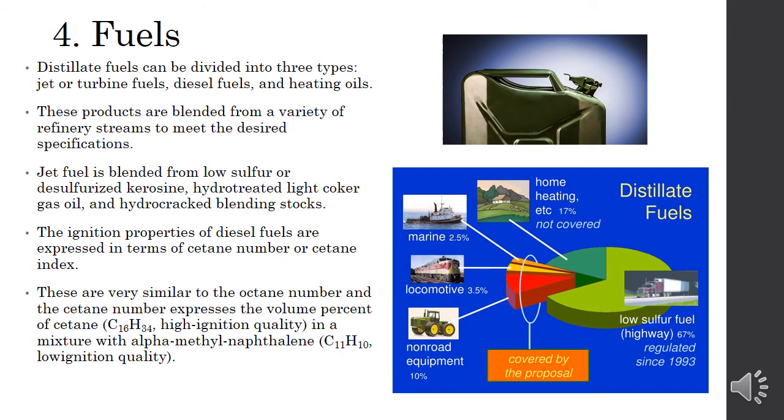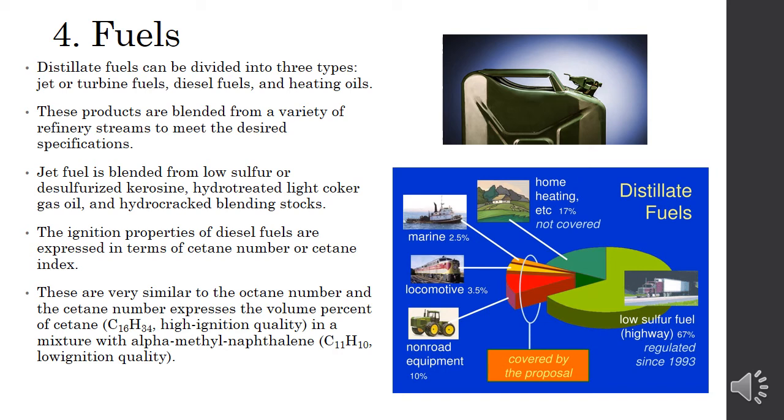Distillate fuels can be divided into 3 types: jet or turbine fuels, diesel fuels, and heating oils. These products are blended from a variety of refinery streams to meet the desired specifications. The consumption of heating oils has ranked high in the refinery production goals, but as a percentage of refinery products has been decreasing because of increases in gasoline, diesel, and jet fuels in recent years.